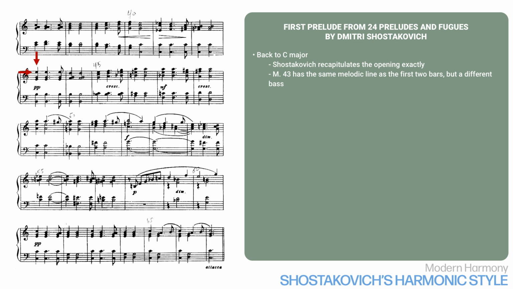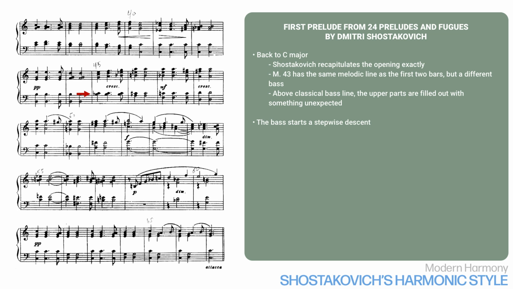Measure 43 has the same melodic line as the first two bars, E to D, but a different bass. This 6/4 chord, that would normally go to a 5 of E minor, resolves instead into a 5/6/5 of C major. This is, again, linear harmony, where above a classical bass line, the upper parts are filled out with something unexpected, but the smooth voice leading makes it sound logical nonetheless.